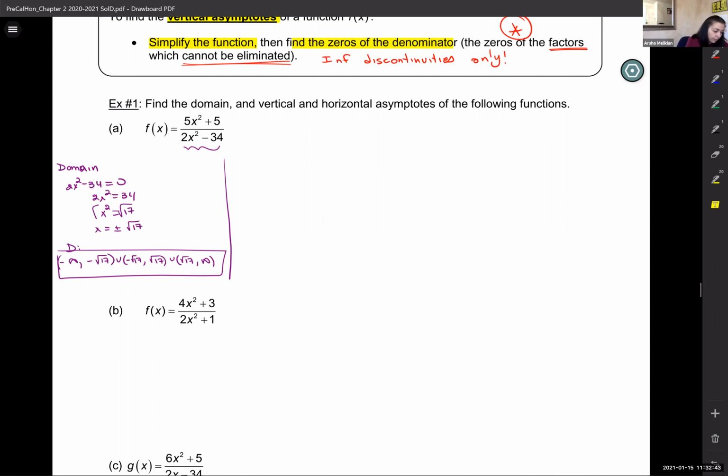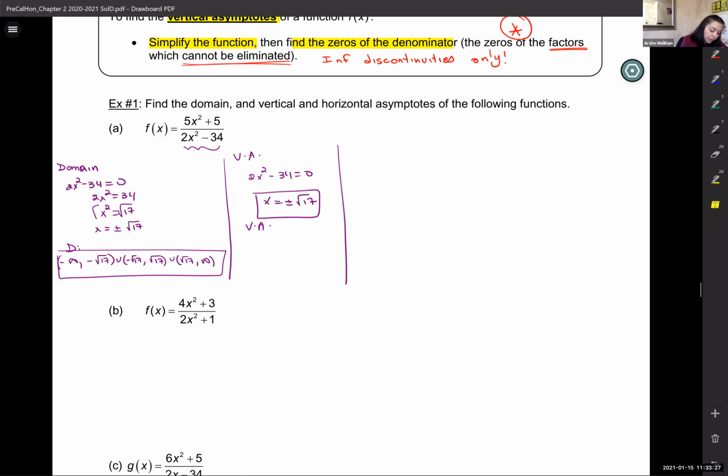All right. So now let's do vertical asymptotes. This is where you see if anything cancels on top or bottom, which it doesn't. So again, same process. You get that x is plus or minus root 17. These are the vertical asymptotes. Remember that because they're equations, they have to have x equals in front of them.